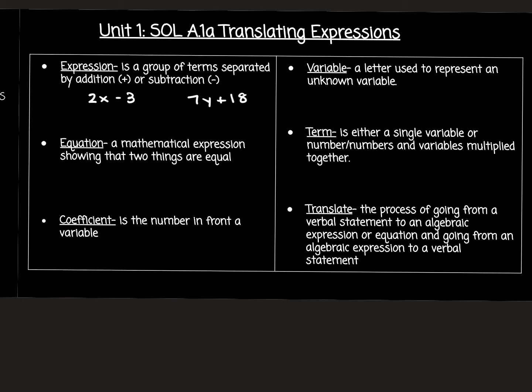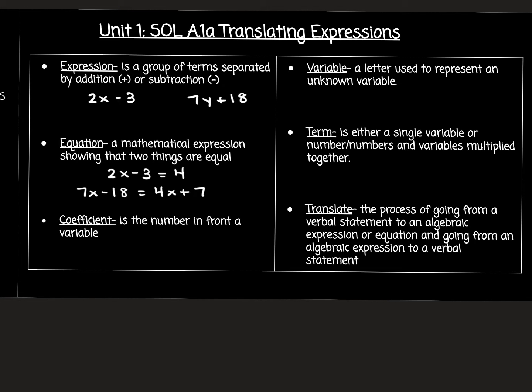All right, so the main difference between an expression and an equation is that an equation has an equal sign, so it's showing that two algebraic expressions are equal, whereas with an expression, we just have those terms and variables. So an equation is a mathematical sentence showing that things are equal. So again, 2x minus 3 is equal to 4, or 7x minus 18 is equal to 4x plus 7. All right. So again, it's showing that two things are equal.